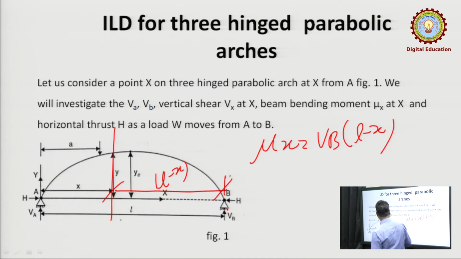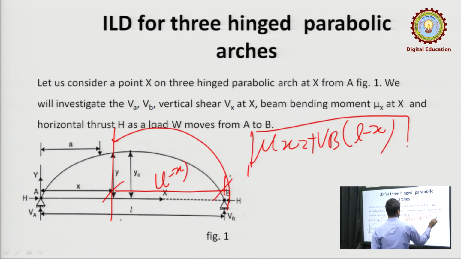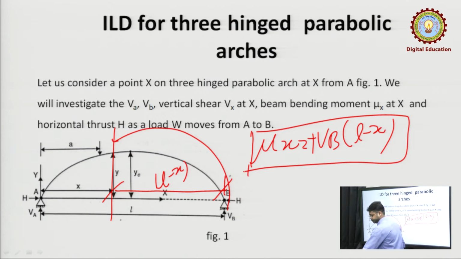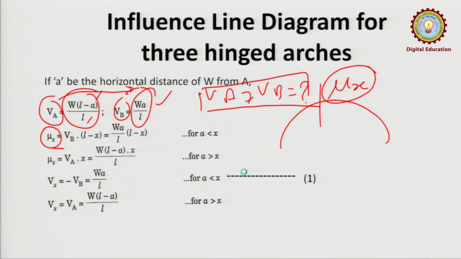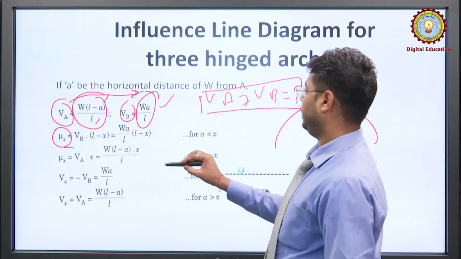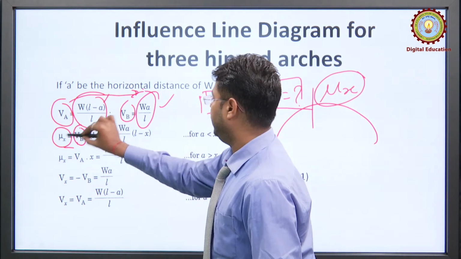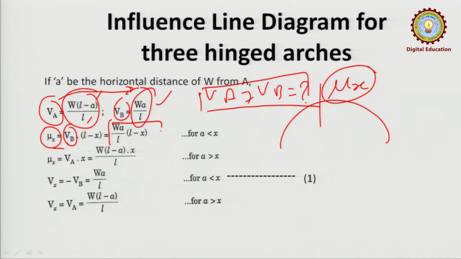When you take a moment around this section, you can see this value is going in the anti-clockwise direction, but the section is on the right side of the span. The moment we are going to take is on the right side of the span. Because of that reason, we are going to take the moment as positive here. We know the value of VB, just put the value here.